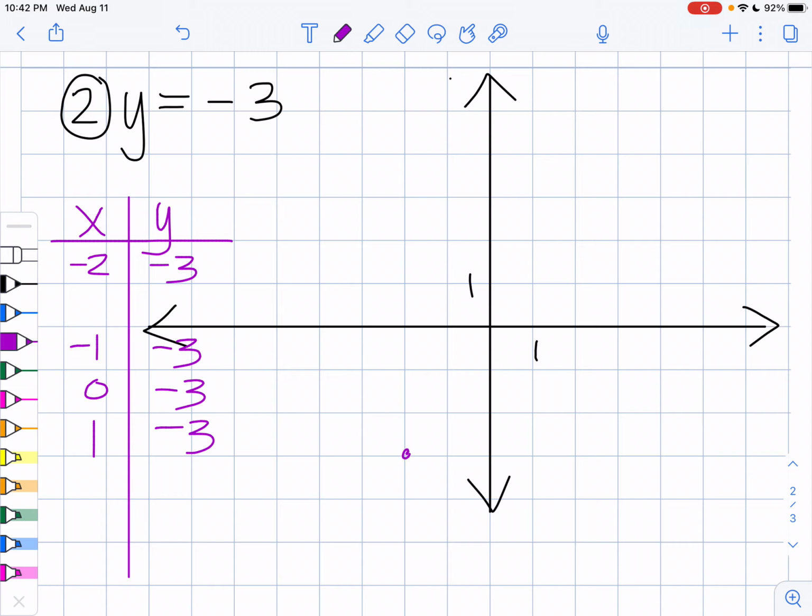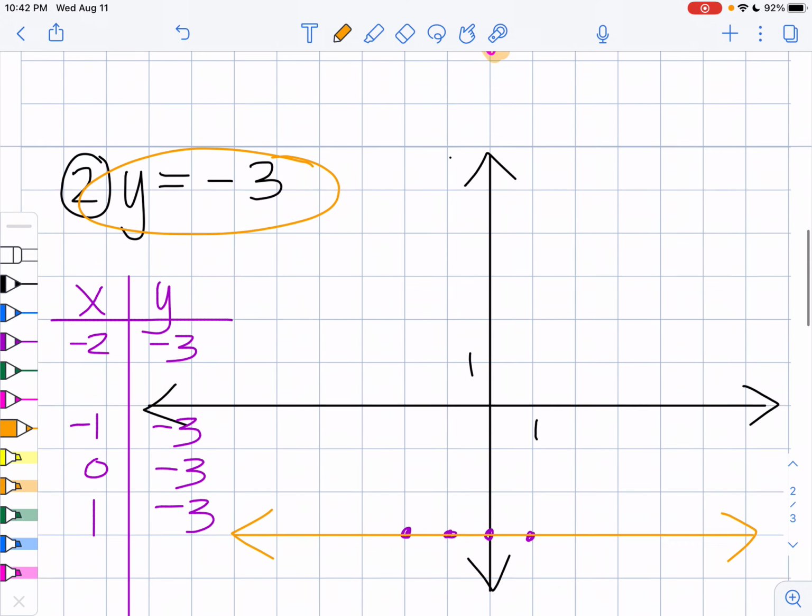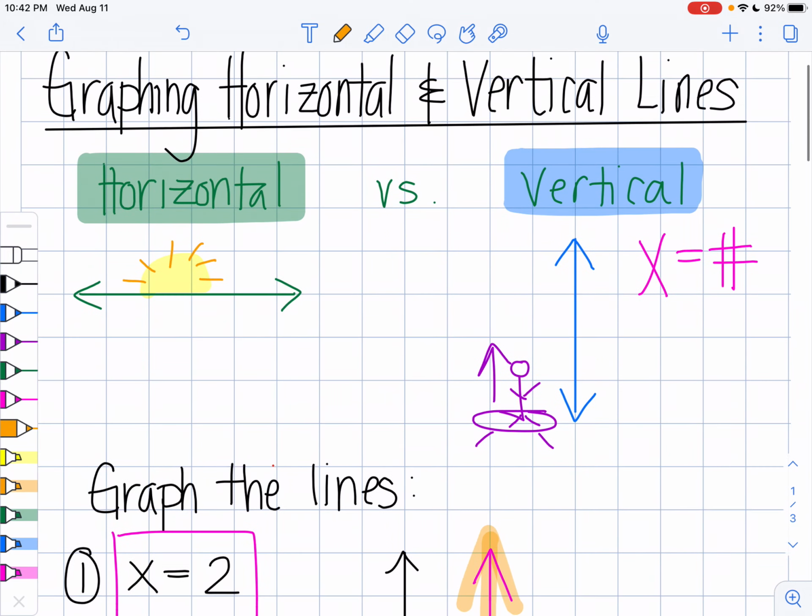(-2, -3), (-1, -3), (0, -3), (1, -3). What are you noticing? If I draw a line through all my points, it's a horizontal line. So that means that anytime you have y equals a number, you're going to get a horizontal line. So I can come up here and I can write this down. Horizontal is y is going to equal a number.